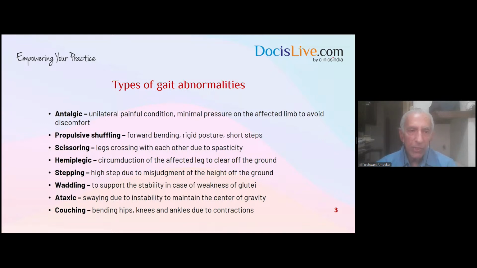And I'm sure all of us have seen this circumduction while walking in a hemiplegic child. Normally we judge the height of a staircase, for example. When you go up or down the staircase, you are able to judge the height of a stair with a normal sensory system, and therefore you don't have a sudden stamping.